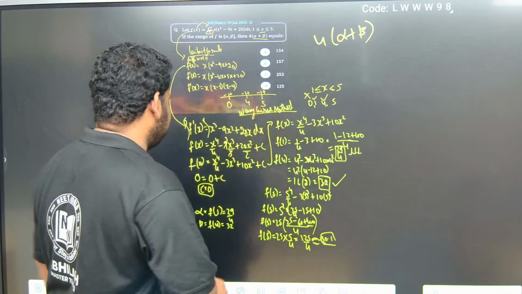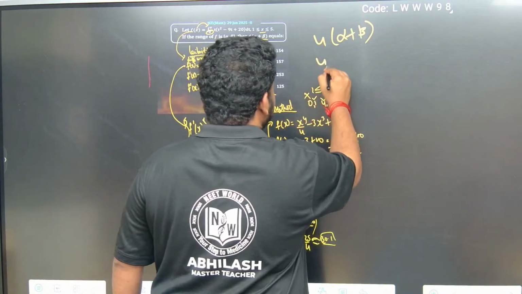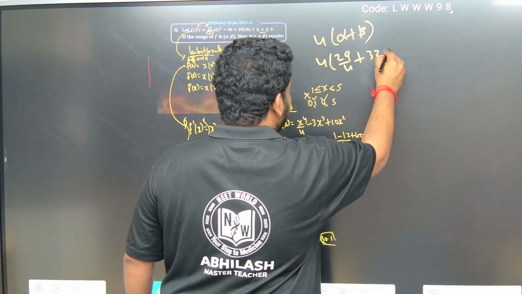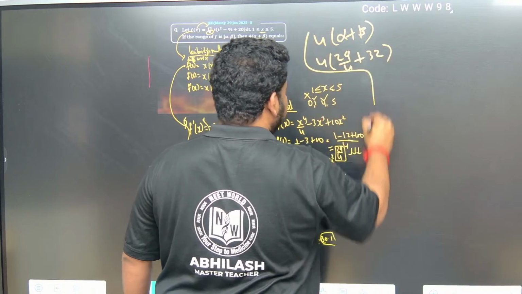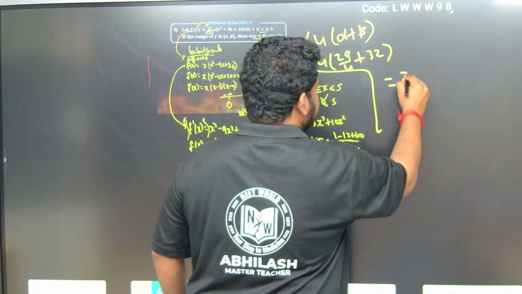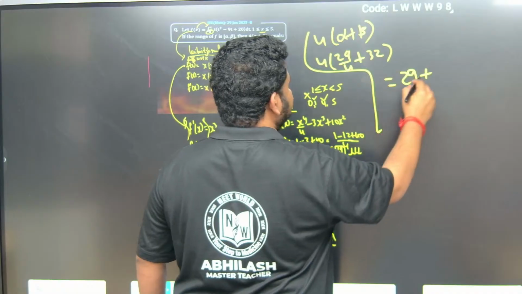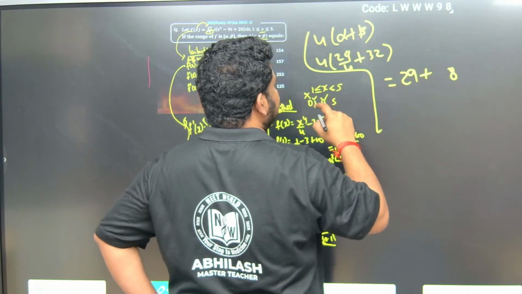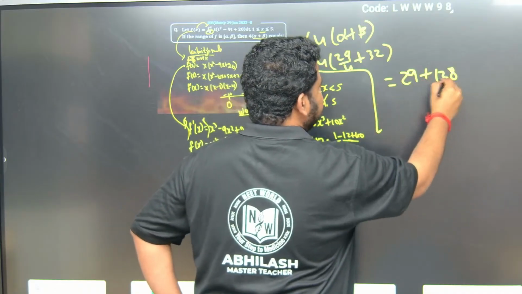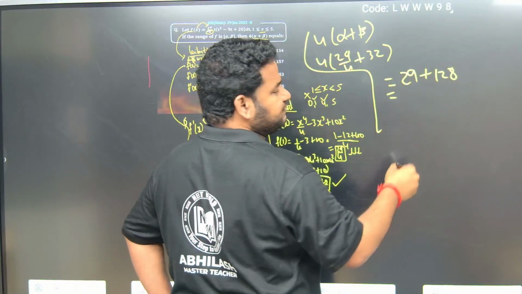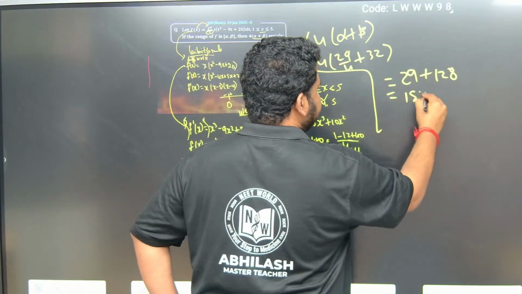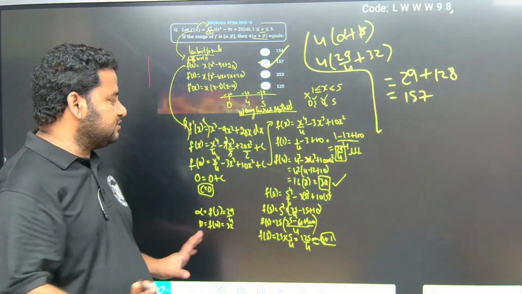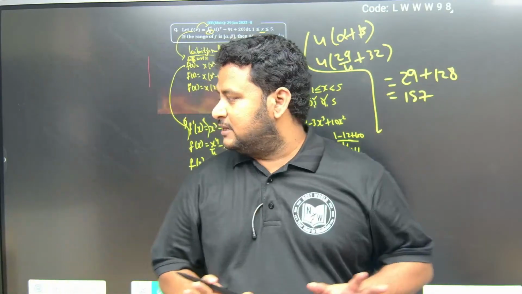So 4 times alpha plus beta. 4 times alpha is 29 by 4 times 4, plus beta, which is 32. If I multiply by 4, this will become 29 plus 4 into 32. 4 into 32 is 128. So 128 plus 29 is 157. That is nothing but option B. So option B is the right answer to this question.